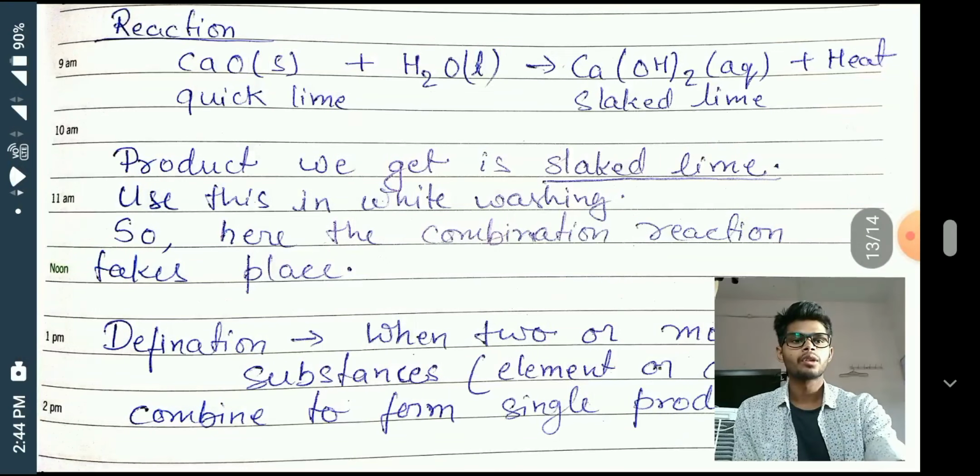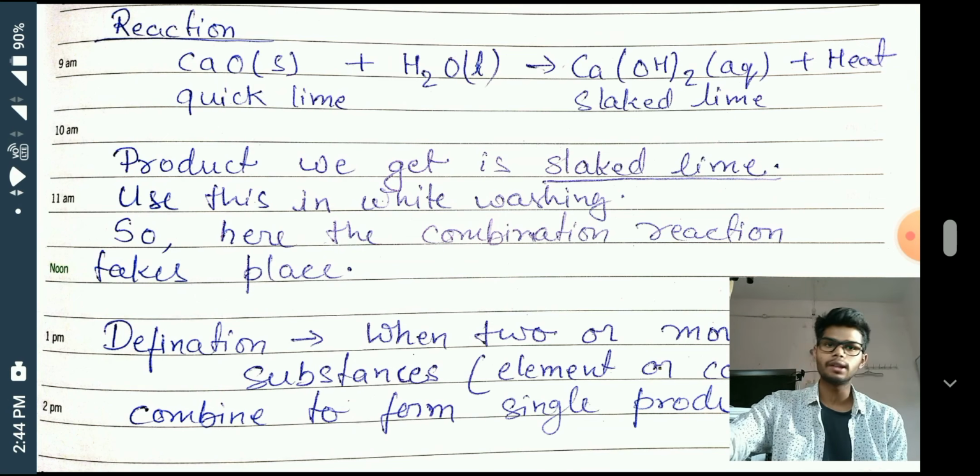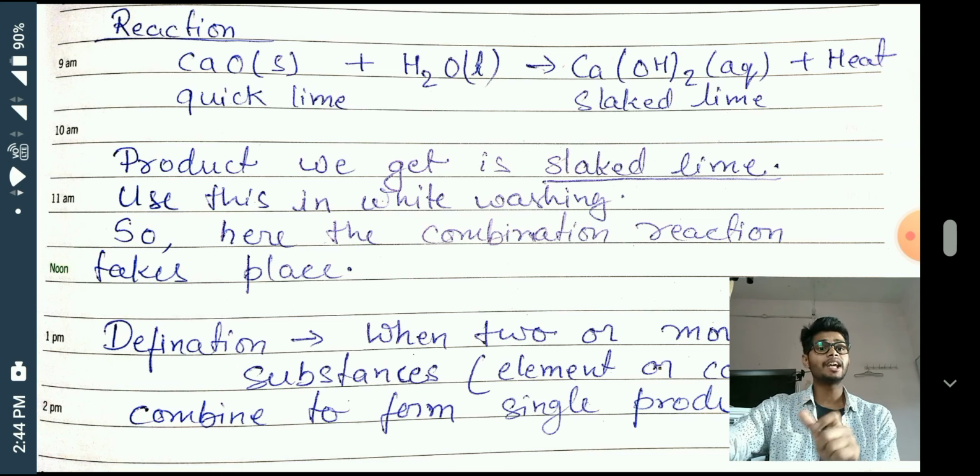Here we have the reaction: the quicklime, CaO, is in solid form. Here again the information has been given that it is in solid form, and the common name of CaO is quicklime. So again that information is being given here.